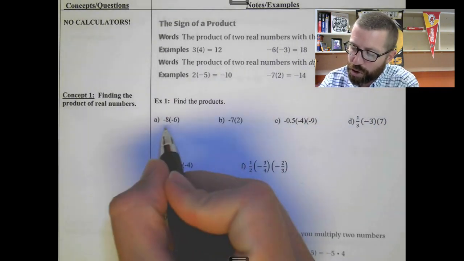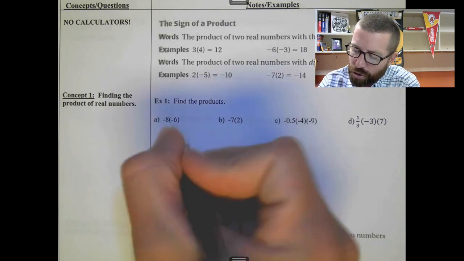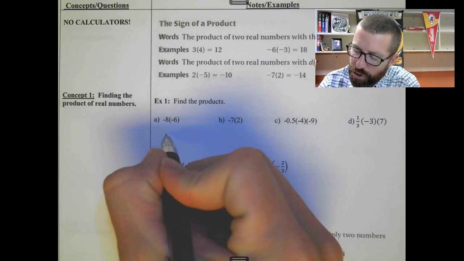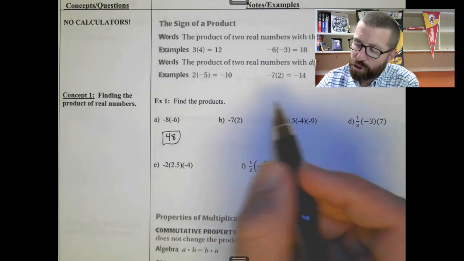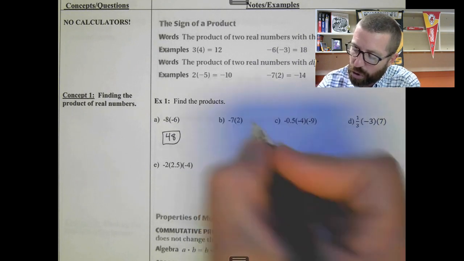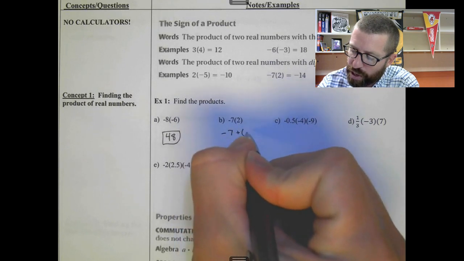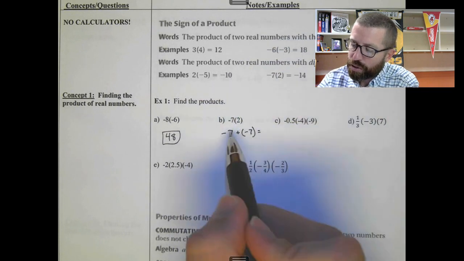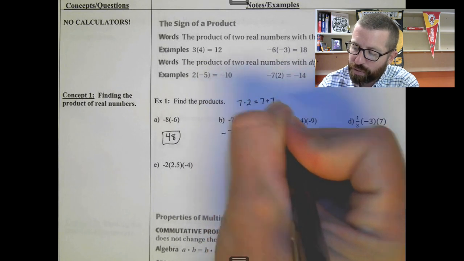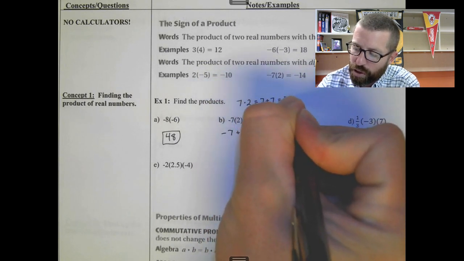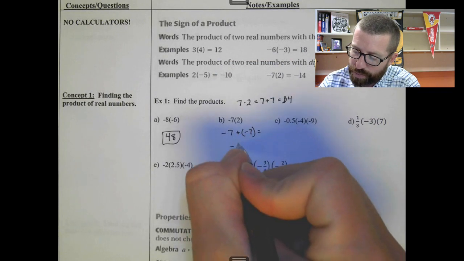Okay, so find the product. Here, these are both negative. So -8 times -6 is positive 48 when you do 8 times 6. Here, -7 times 2 is going to be -14. And you can think of this as two -7s, because that's multiplication, right? So 7 times 2, which we know is 14, is just 7 plus 7, which is 14. So -7 times 2 is -7 plus -7, which is -14.